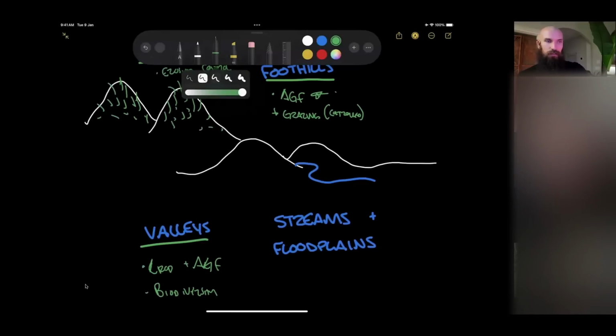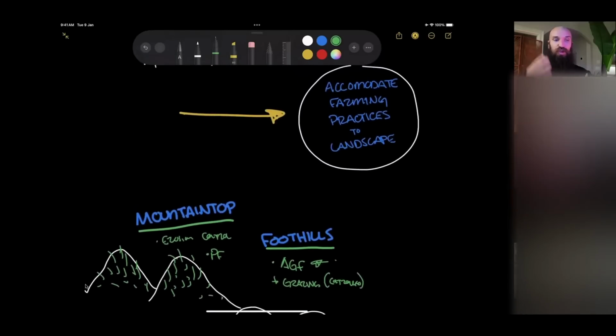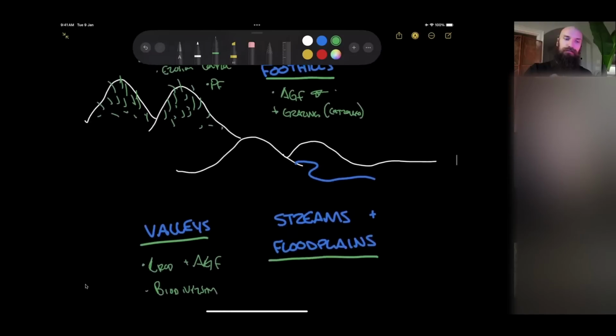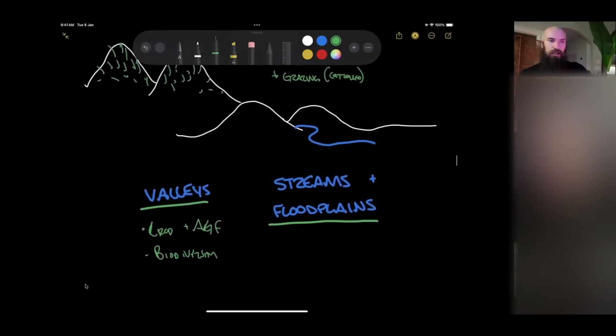And then we have streams and floodplains. Again, this is just reading the landscape, seeing where do you live, and what might some of the best land uses be based on that? Because again, we're accommodating our farming practices to the landscape, not the inverse, right? And so streams and floodplains, we want to have some kind of riparian buffer, right? We want to have trees that surround the waterways. We want to keep animals out of the waterways. We want to do wetland restoration, right?